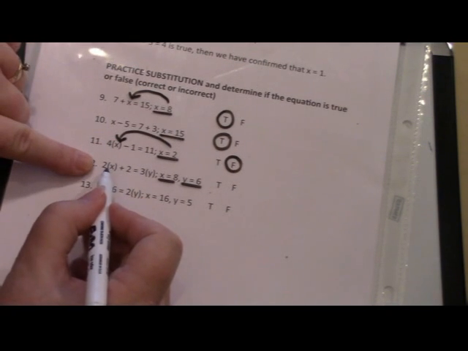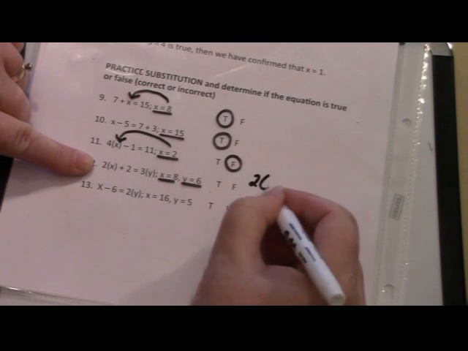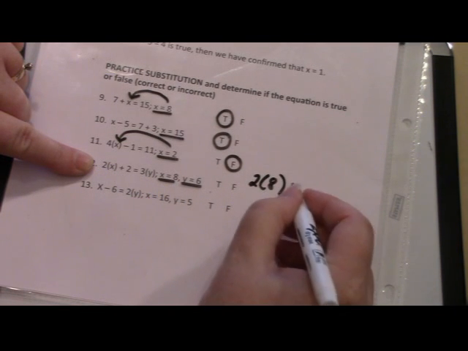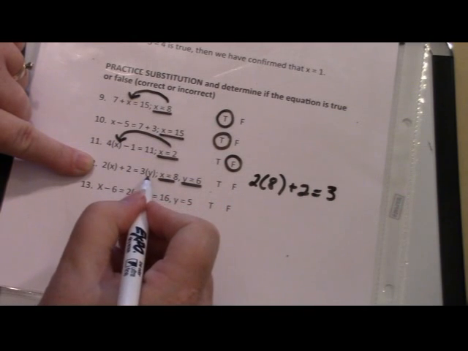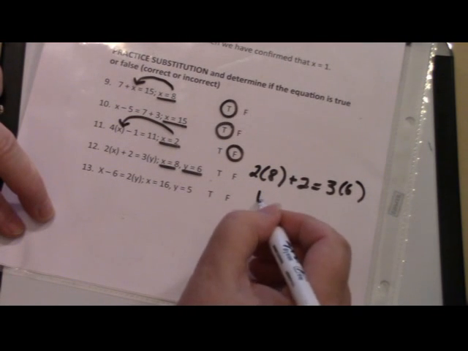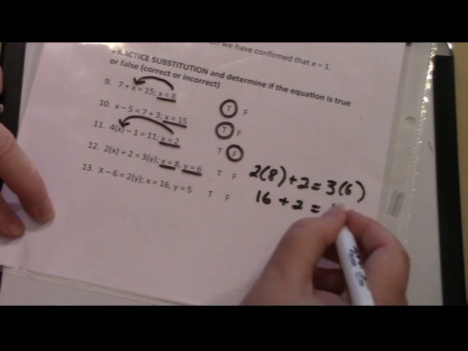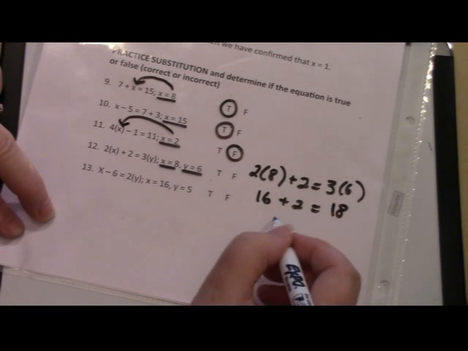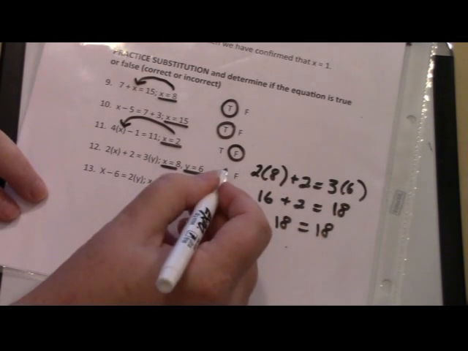So 2x is the same as saying 2 times 8. Plus 2. Does that equal 3 times y? And in this case, y is 6. Let's see if this is true. 2 times 8 is 16, plus 2. 3 times 6 is 18. 16 plus 2 is 18, equals 18. Is that true? Absolutely right. So that one is true.